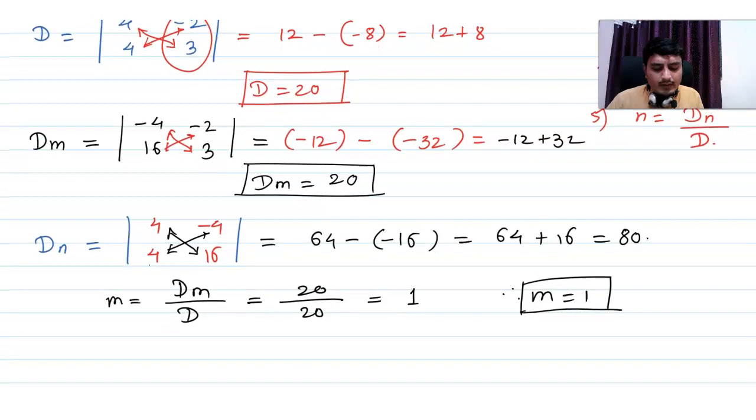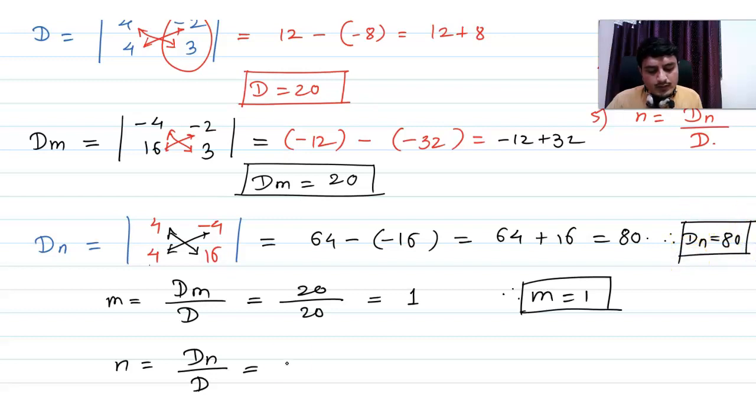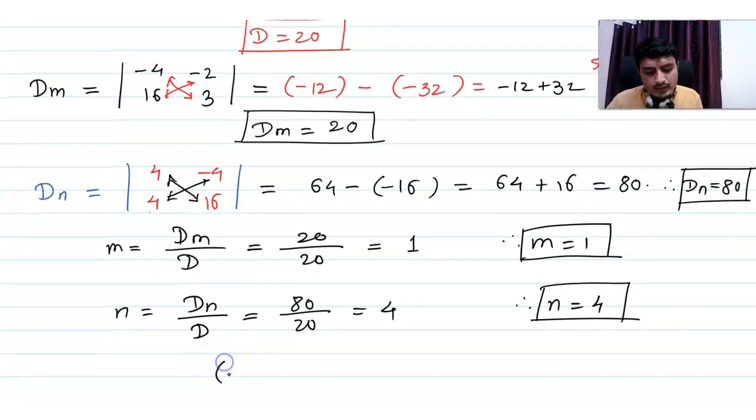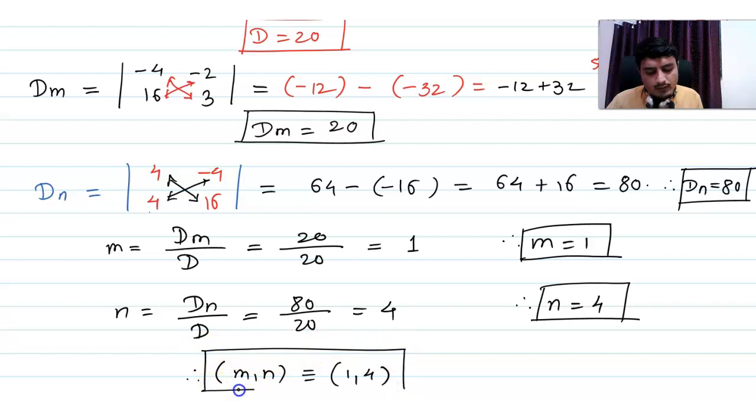Now to evaluate the value of variable n, what shall we have to do? As per Cramer's rule, we have Dn divided by D. Dn value we have 80. I am writing somewhere here, therefore Dn is equal to 80, and try to make a box to it. Okay, so that we are getting 80 divided by 20 as 4. So the value of n we are having is 4. So at last we are writing our final solution in the form, therefore (m, n) is equal to (1, 4), because the value of m is 1 and n is 4.